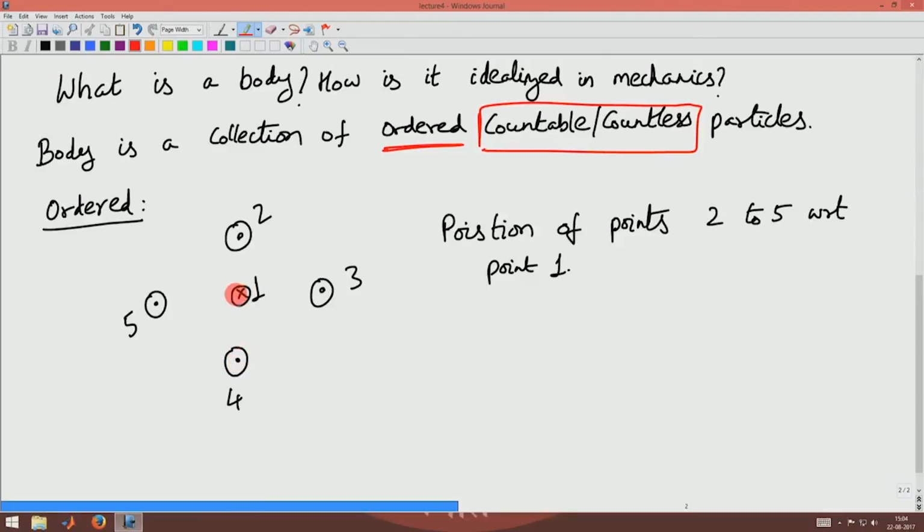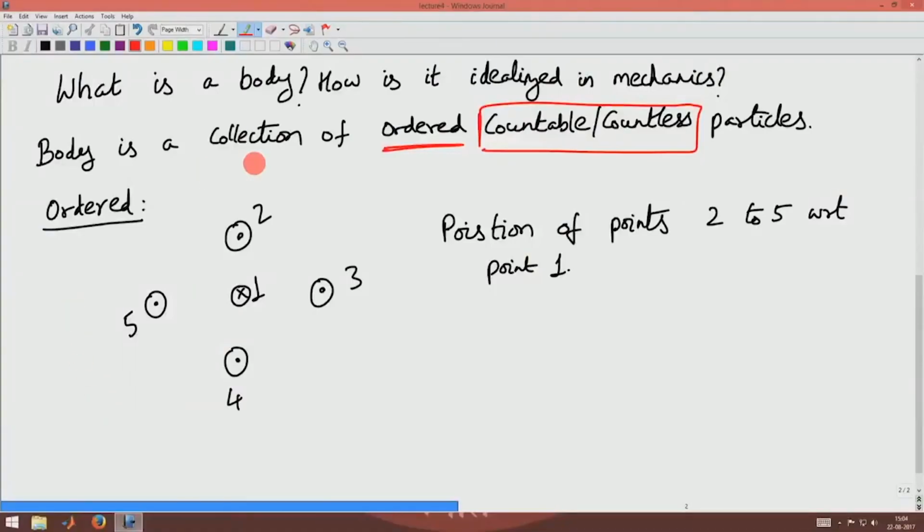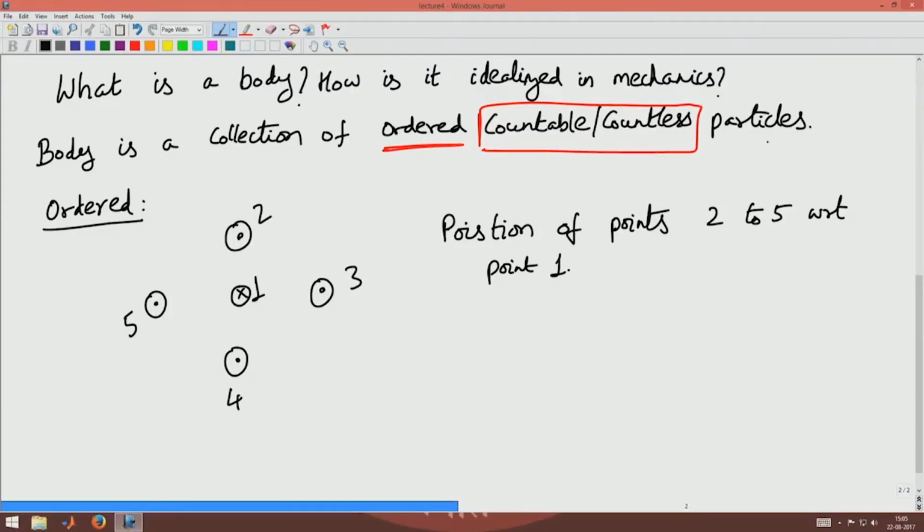Similarly, you can say that there is a point 6 which is in front of point 1 or point 7 which is behind the point 1. So, likewise you can say that these points have a relationship between them, which is what ordering of the points means. That is, the particles in the body have an order, meaning that they have a relationship between them: in front of, behind, top, bottom, right or left. So, that is what we mean by an ordered set of particles.